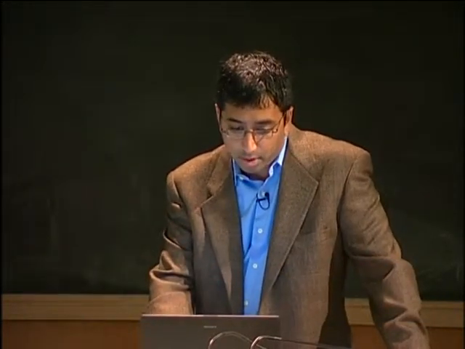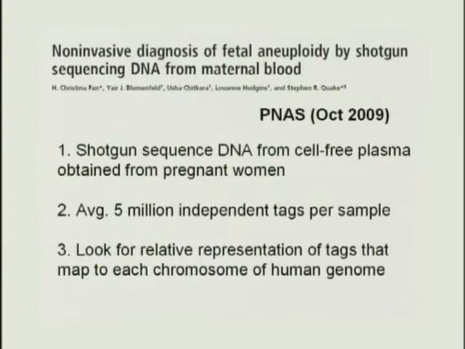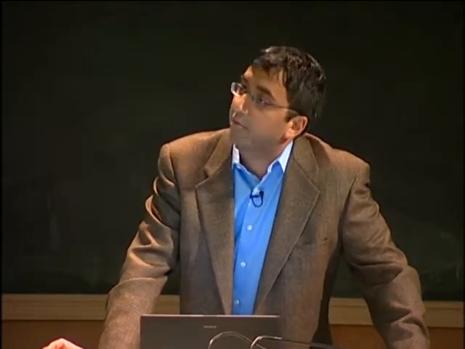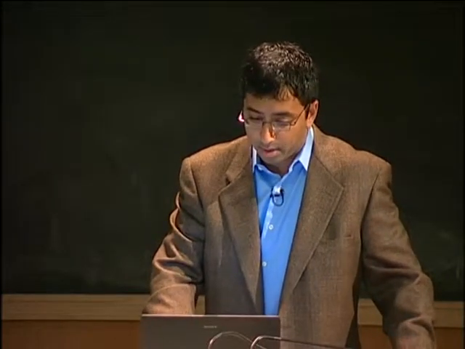Another area where there may be some potential, and that is at least interesting to think about, is prenatal screening for trisomies. There's a paper from Stephen Quake's group a few weeks ago in PNAS, showing that you could shotgun sequence DNA from cell-free plasma obtained from pregnant women. Because a substantial fraction of circulating DNA in cell-free plasma is from the fetus, you can actually see an overrepresentation of tags derived from chromosome 21, right? By sequencing essentially millions of tags, a very deep sequencing.